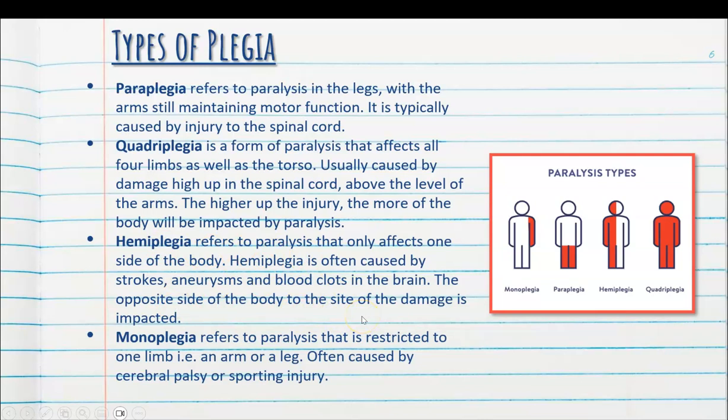will cause difficulties in movement on the opposite side. And then we have monoplegia, which refers to paralysis that is restricted to one limb. So mono means one, hence one limb. So again, hence the term. So usually an arm or a leg. This is often caused by cerebral palsy or a sporting injury.